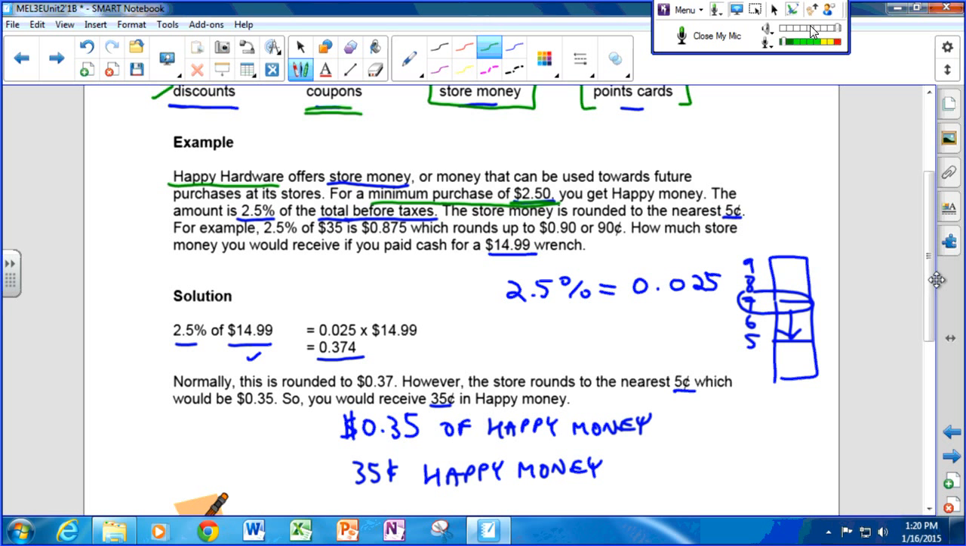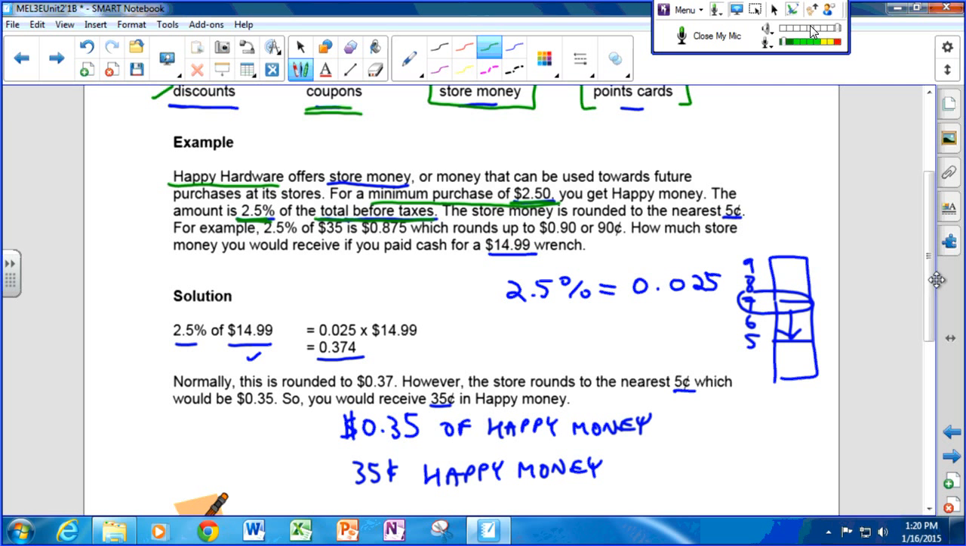Now, the amount is 2.5% of the total before taxes, and that's pretty typical, right? So if you go in and buy a set of snowshoes for $100, with taxes it's going to be $113, but you're only going to get the store discount money on the purchase price, the $100. Okay.